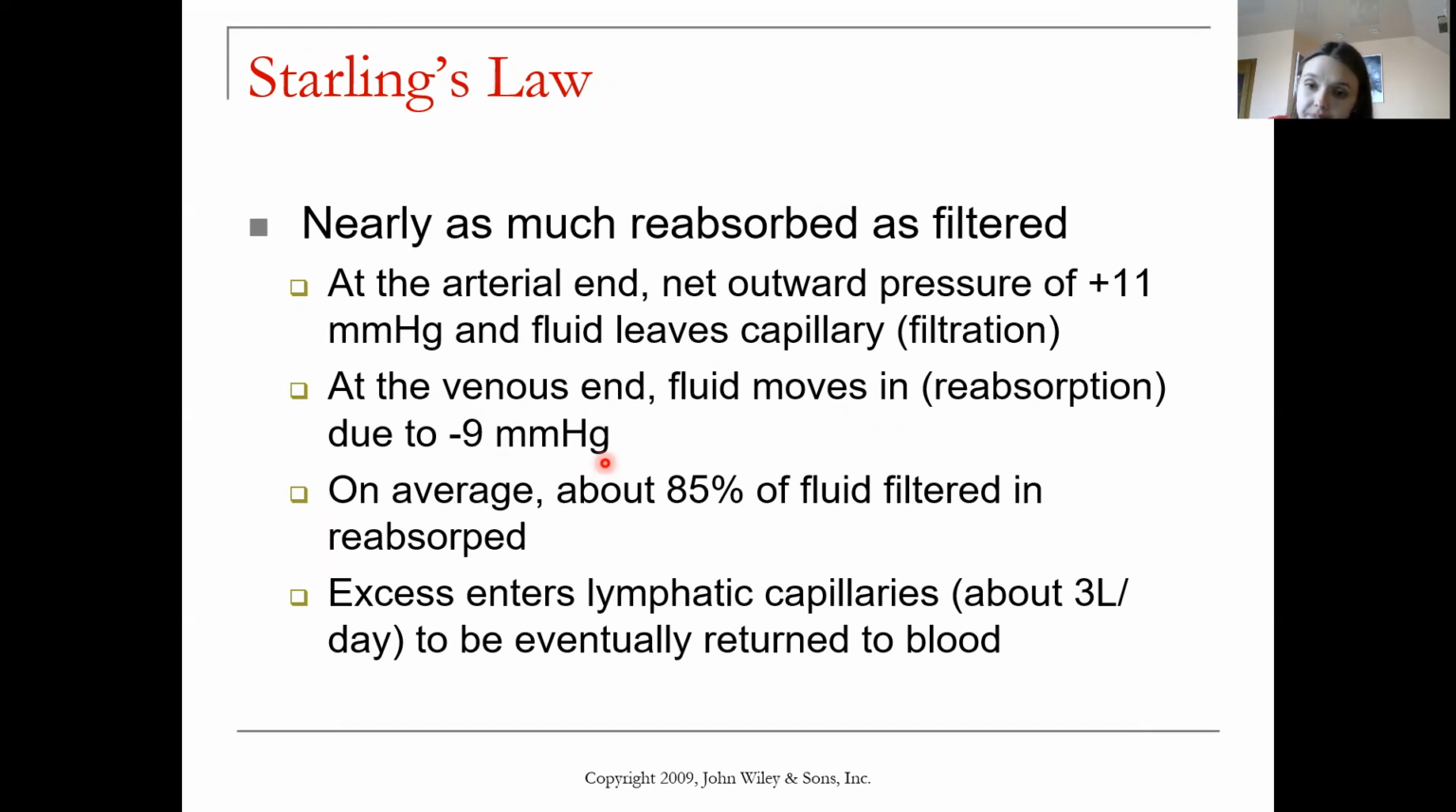The remaining percentage will be transported by the lymphatic capillaries. Mainly it's about 3 liters a day, and then it eventually will be returned back to the blood.